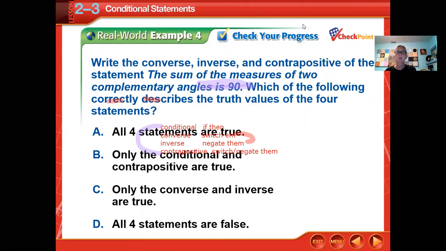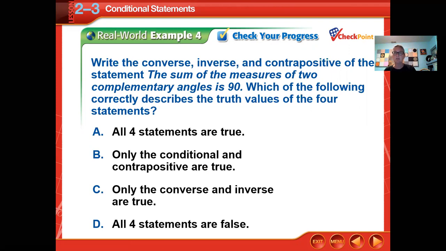Clear all drawings. Write the converse, inverse, and contrapositive of the statement: the sum of the measures of two complementary angles is 90. Which of the following correctly describes the truth values of the four statements? Well, let's just think about the first two statements. The sum of the measures of two complementary angles is 90. That's true. What about the converse? What if I switch them? If I have two angles that add up to 90, are they complementary angles? Yes, those are both true.